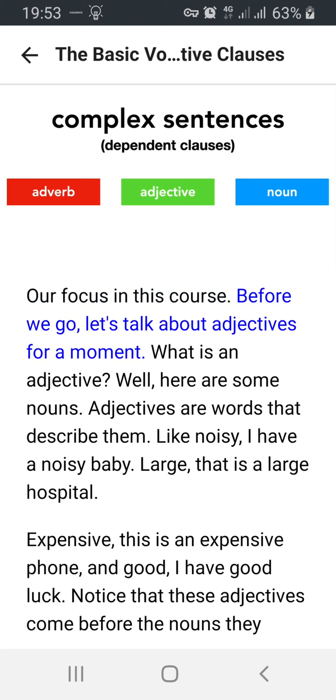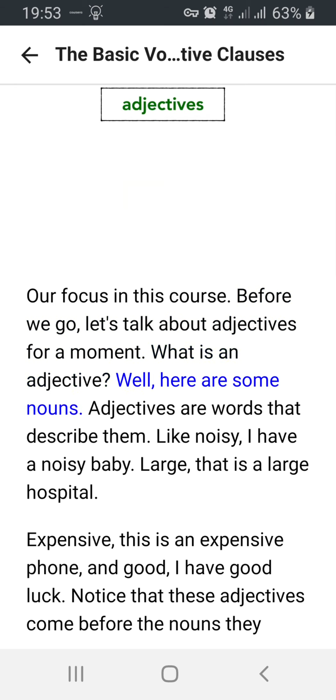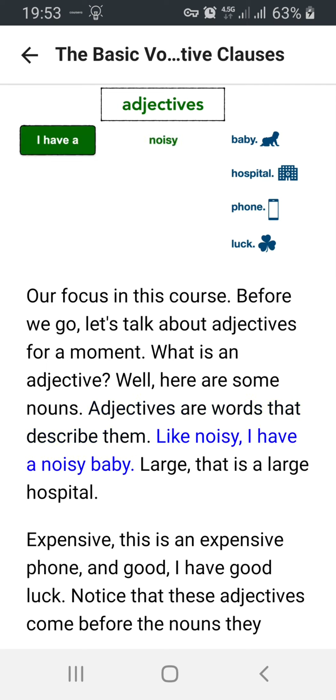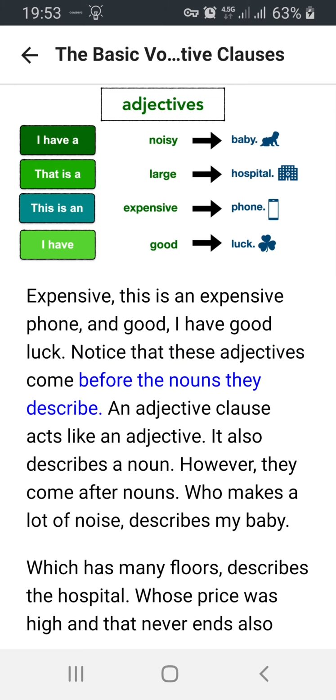Before we go, let's talk about adjectives for a moment. What is an adjective? Well, here are some nouns. Adjectives are words that describe them, like noisy, I have a noisy baby. Large, that is a large hospital. Expensive, this is an expensive phone. And good, I have good luck. Notice that these adjectives come before the nouns they describe.